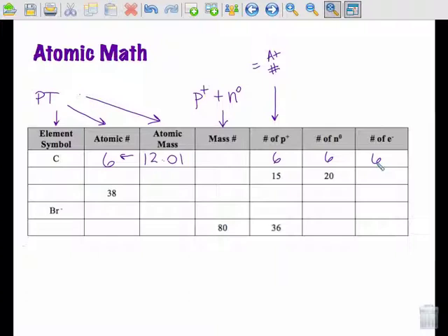So then I go back and figure out the mass number. I'm just going to add 6 plus 6, and I get 12. 6 plus 6 is 12. I'm going to do one more.